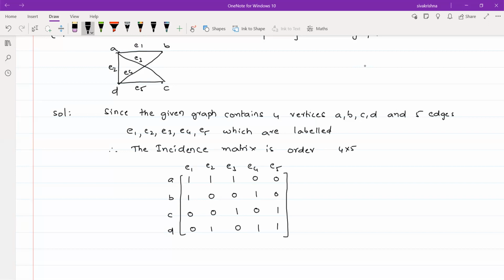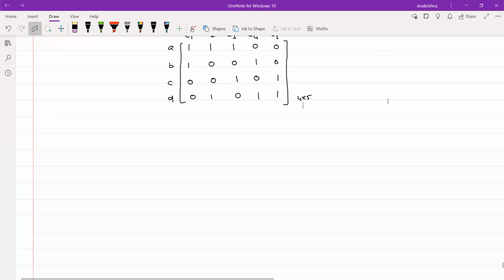So this is the corresponding incident matrix of order 4 by 5. In this way, we can represent the matrix corresponding to the given undirected graph. Okay. We can also represent an undirected graph corresponding to the given incident matrix. Okay, so I am doing one problem where we have to represent the undirected graph corresponding to the given incident matrix. So write down the problem.